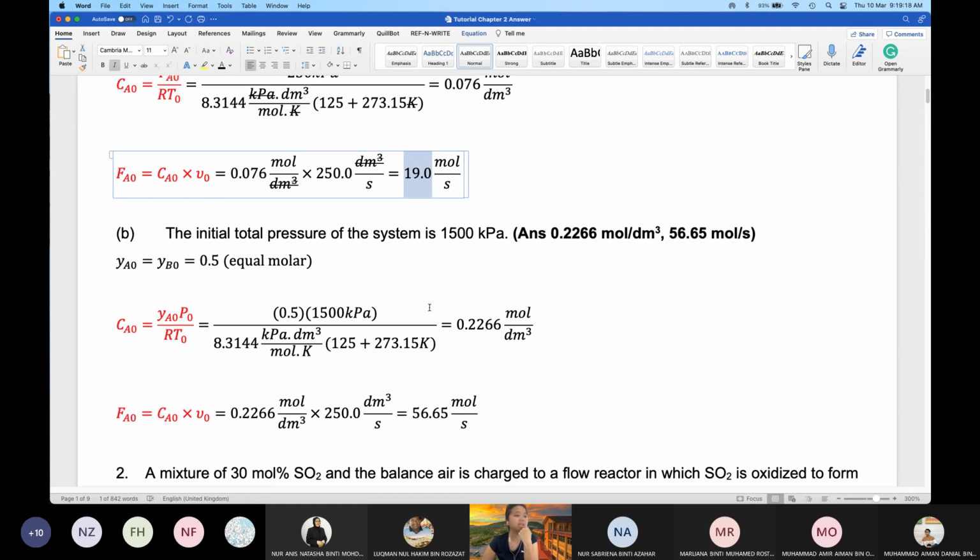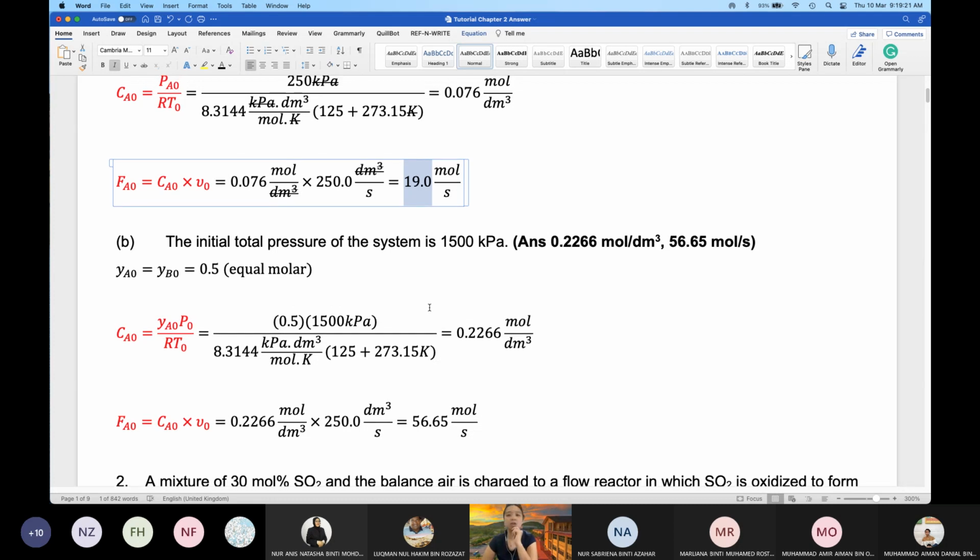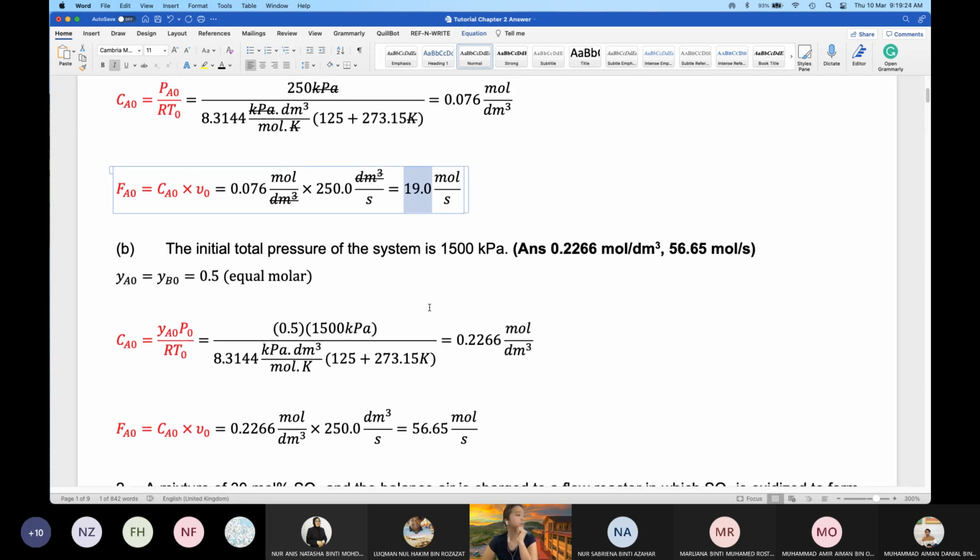I will go to part B. Then I will give you 1 or 2 minutes to solve the equation. Okay, I will go to part B first. So part B, they ask us to calculate again CA0 and FA0. But in part B, they tell us the initial total pressure of the system is 1500 kilopascal.